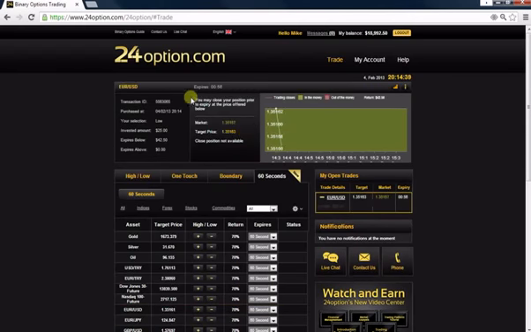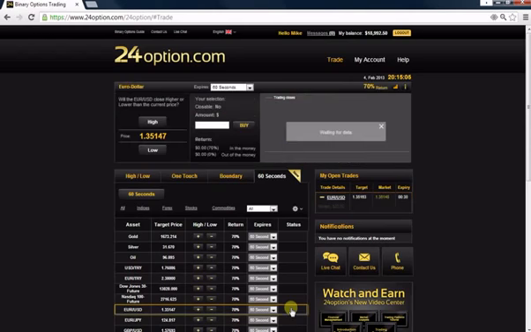Okay, we purchased a call, and we're going to watch to see what happens here. What's different about the 24options platform from other platforms is that you have to click in order to prepare your next trade. This is the current trade, and it looks like we're winning it, but we want to get the next trade ready, Euro US dollar.